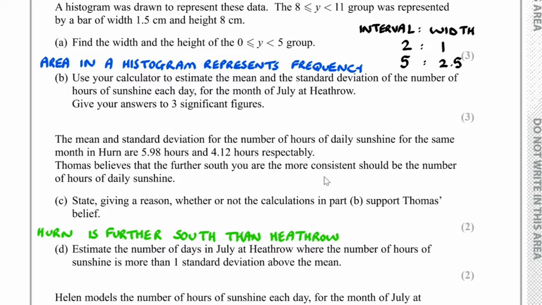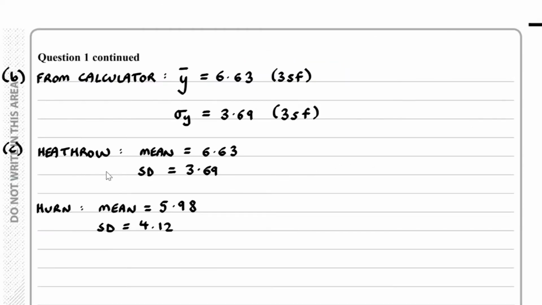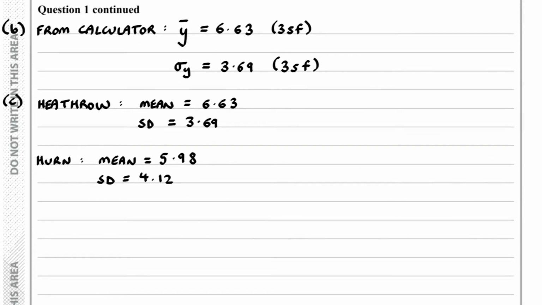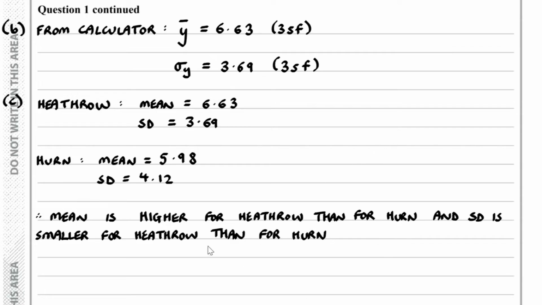Now, what we need to do in this question is think about the data we've been given. We've been given data for Herne about the mean and standard deviation. So we know information about the mean and standard deviation for both Heathrow and Herne, and that's shown here. The mean is 6.63 and the standard deviation is 3.69 for Heathrow, and for Herne the mean is 5.98 and the standard deviation is 4.12. So what do we notice about this? Well, we see that the mean is higher for Heathrow than for Herne, and the standard deviation is smaller for Heathrow than for Herne.